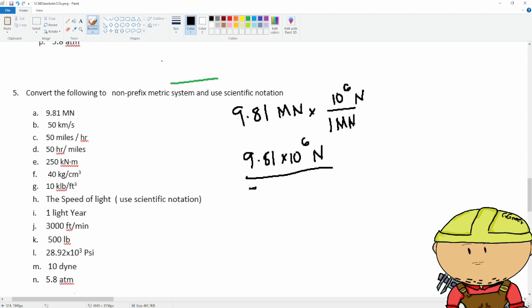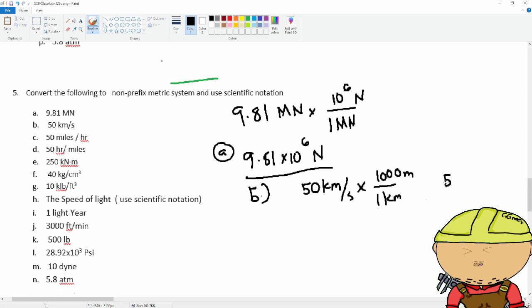Okay? For letter B, 50 kilometers per second. Kilo is a prefix, so 10 cube. 1 kilometer is 1,000 meters. So, 5 times 10 to the 4th meter per second. Okay, that's the answer for letter B.